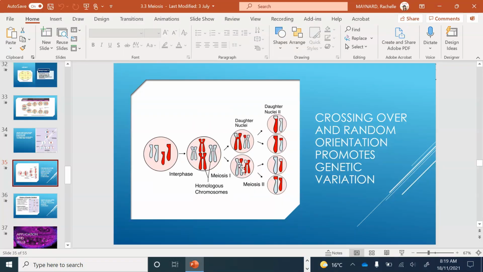The first one is crossing over. The next one is the formation of the gamete. So when the chromatids split and form the gametes, you have a different combination of chromatids. So remember, chromatids being one arm of the chromosome. You have different combinations of chromatids in each of the gametes that are formed. So we call that random orientation.